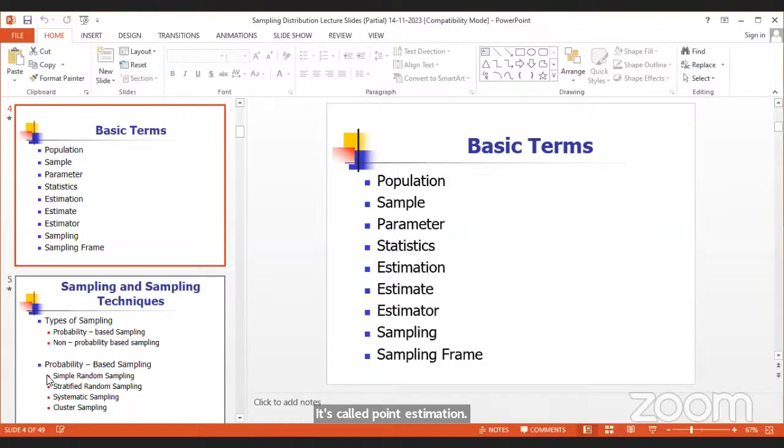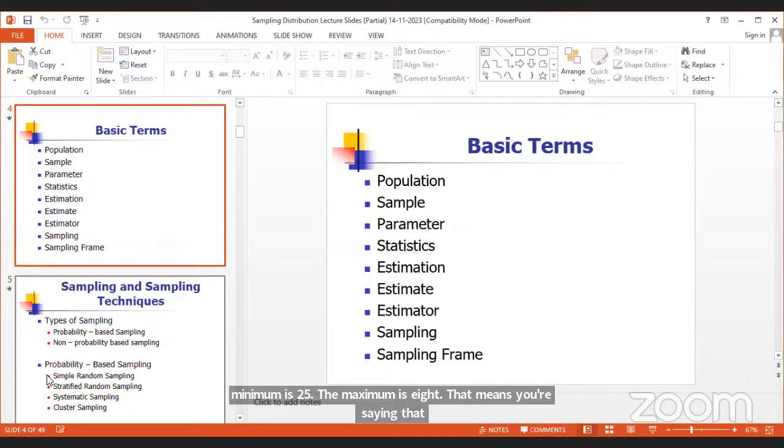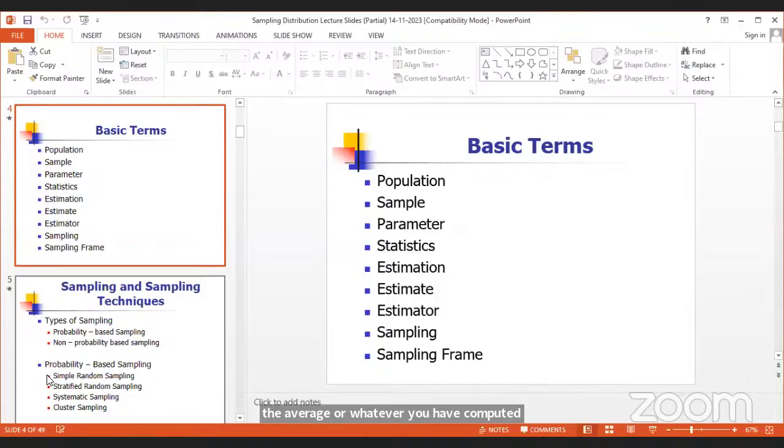But on the other hand, if you have used a procedure that led you to an interval, a range of values, such that you can say that the minimum is 25, the maximum is 80. So that means you're saying that the average or whatever you have computed should be in between 25 and 80. So in that case, the procedure that led you to that kind of value is interval estimation.